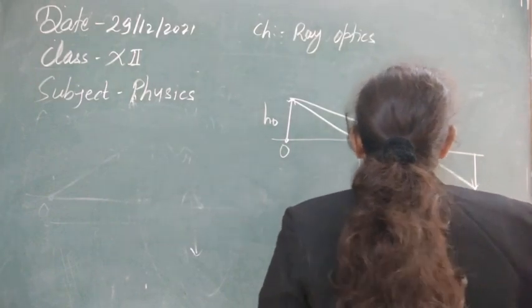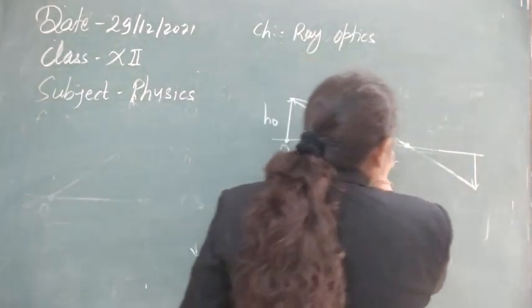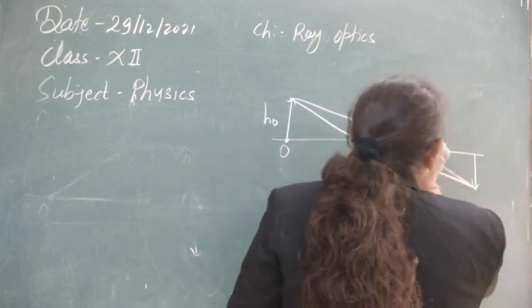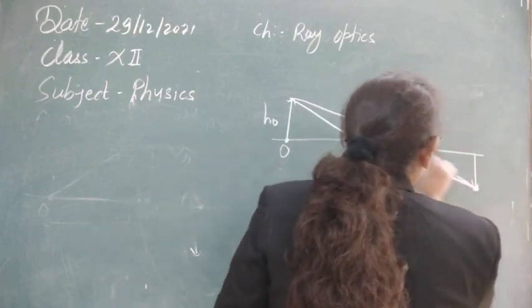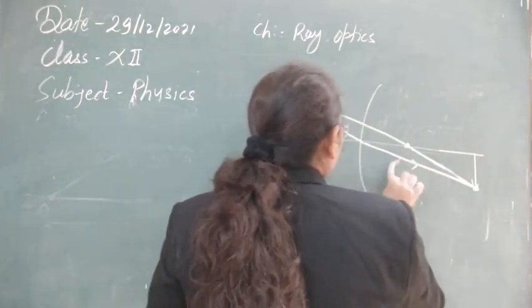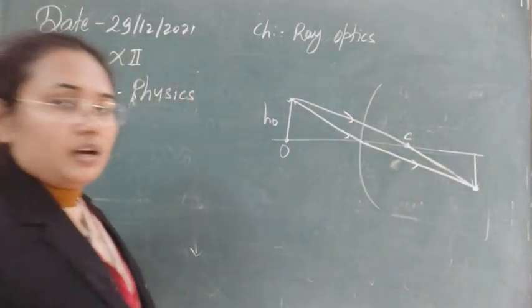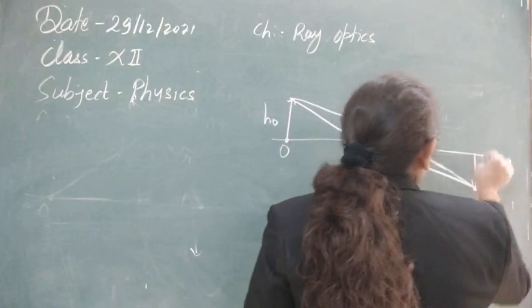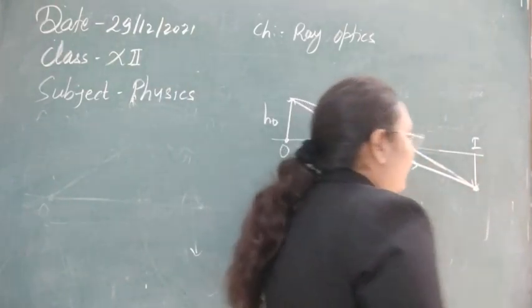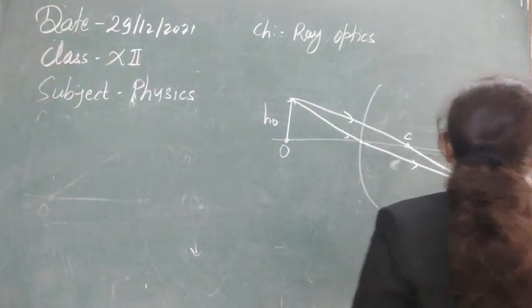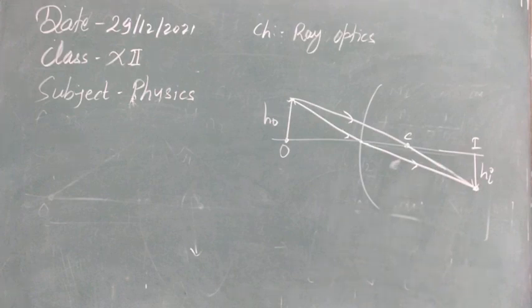Let me construct it again. This will meet here. Now you can see at this point where the number of waves are reaching or meeting, that is the point of image. So this is now the image point here, and we can see this point is I.